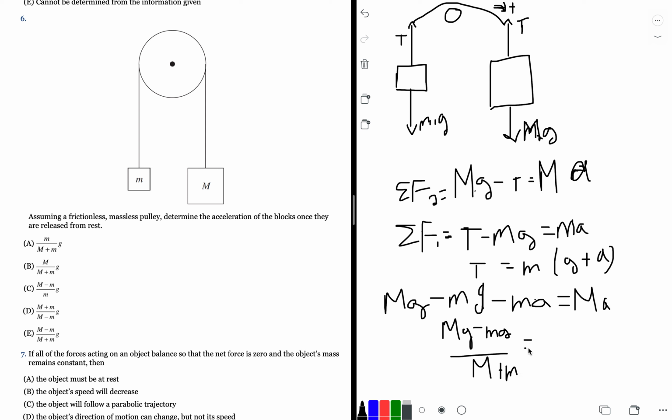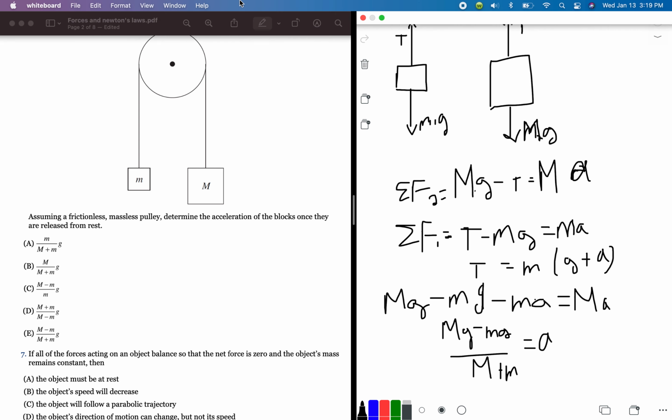All right, do some algebraic manipulation. You're going to move over the ma and factor out an a. You'll get a times M plus little m. Divide by M plus little m. Factor out g, and you get a equals M minus little m times g divided by M plus m, so the answer is E.